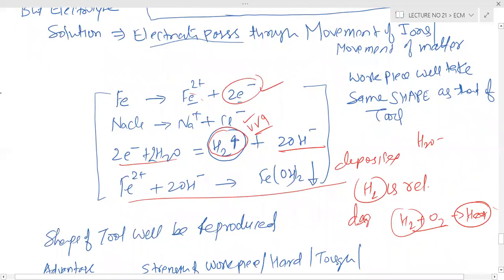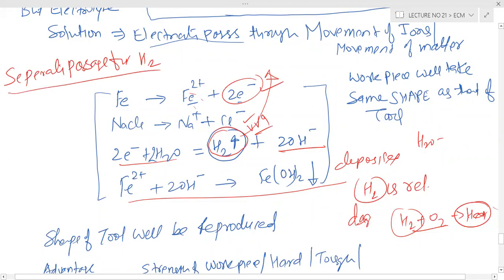So there must be a separate passage for hydrogen. I mean, you have to take out this hydrogen. Otherwise, hydrogen will react with the oxygen, and finally there will be fire, right? So hydrogen is a very dangerous gas.